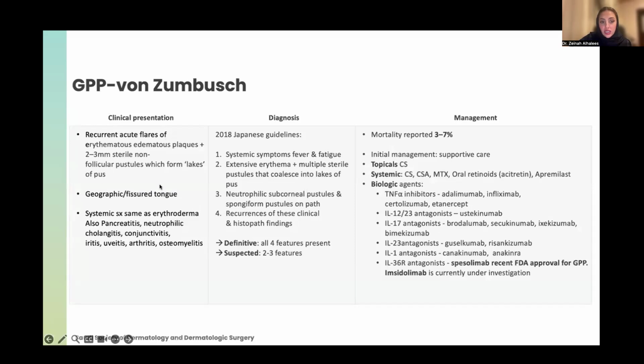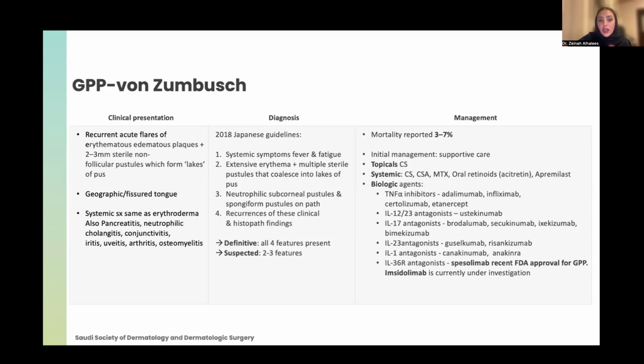So clinical, we just mentioned it. So they have these recurrent acute flares, erythematous pustules, usually very small, 2 to 3 millimeters, sterile, non-follicular pustules that form lakes of pus. And this is how it's a bit different from AGEP. They can also have an associated geographic fissured tongue that we don't see with AGEP. And systemic symptoms is quite similar to erythroderma.